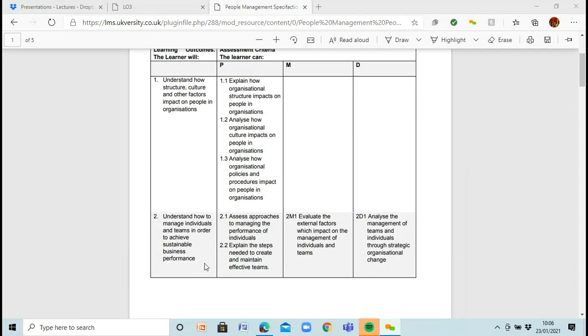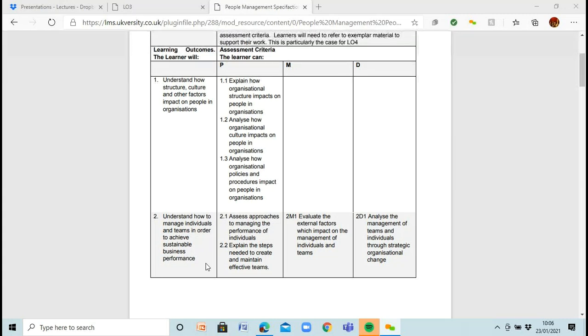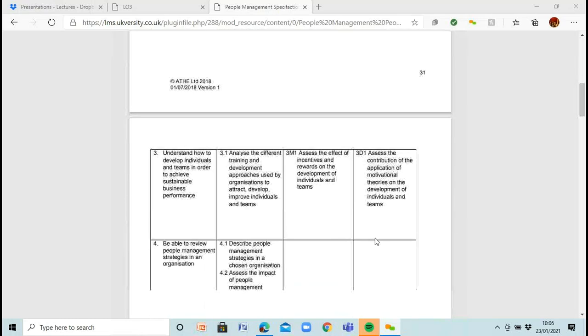Then we looked at learning outcome 2, understand how to manage individuals and teams in order to achieve sustainable business performance. And we looked at the 2 pass criteria, 1 merit criteria, and 1 distinction criteria. Today, we're going to be focusing on learning outcome 3, understand how to develop individuals and teams in order to achieve sustainable business performance. Now, we have 3 assessment criteria on here.